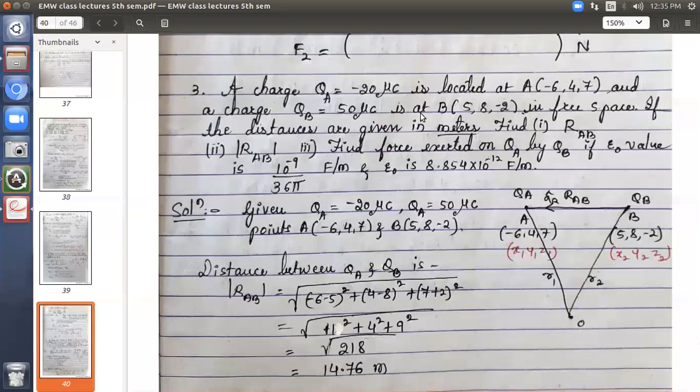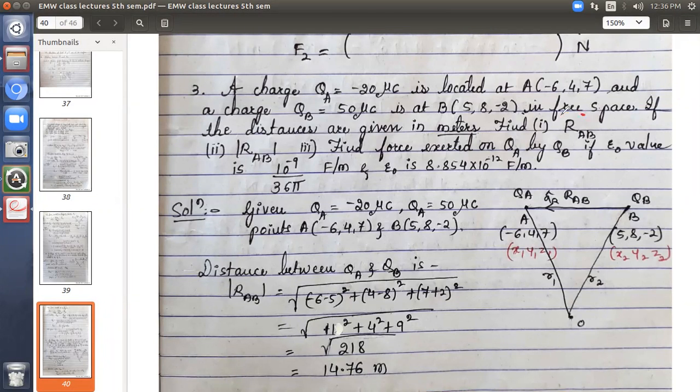Assume you are in a room, in a classroom, and two charges are there of two different magnitudes, located at two different points in space. Now, the distance between them is given in meters. So we need to find certain parameters here. Let's see one by one.